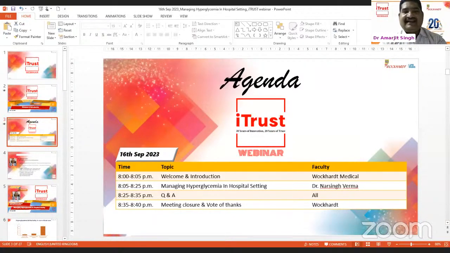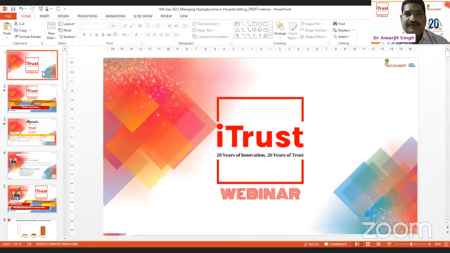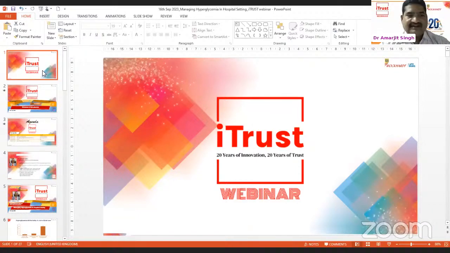And this will be the agenda. After the welcome and introduction speech, it will be followed by your presentation. And after your presentation, the floor will be open for the question answer session, and then a vote of thanks from the Wockhardt. Yes. So we are starting now. Mr. Ravi, we are starting, sir. Yes, yes. So recording, I think we can start.